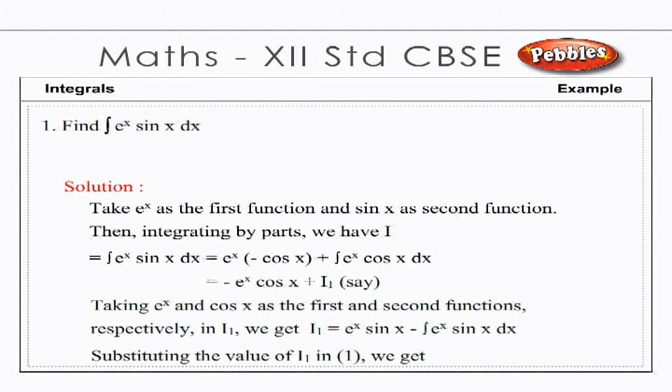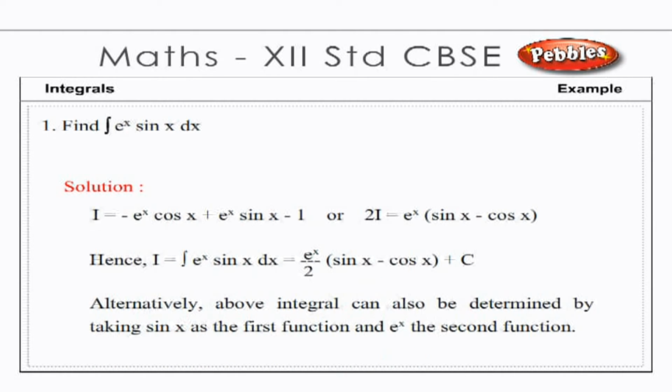Substituting the value of I1 in 1, we get I = -e^x cos x + e^x sin x - I, or 2I = e^x(sin x - cos x). Hence, I = ∫ e^x sin x dx = (e^x/2)(sin x - cos x) + C.